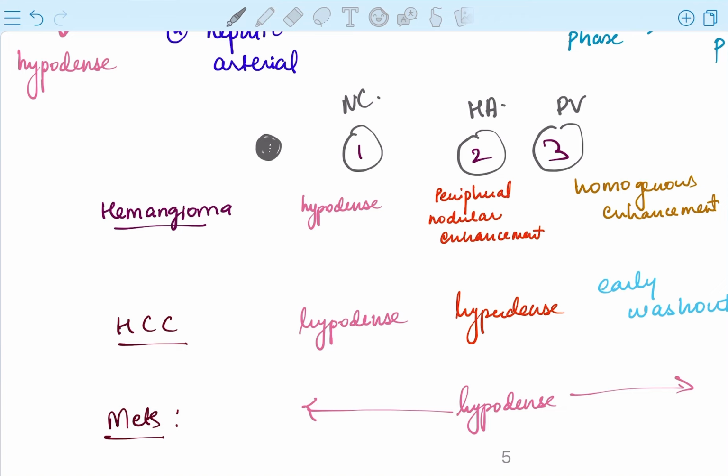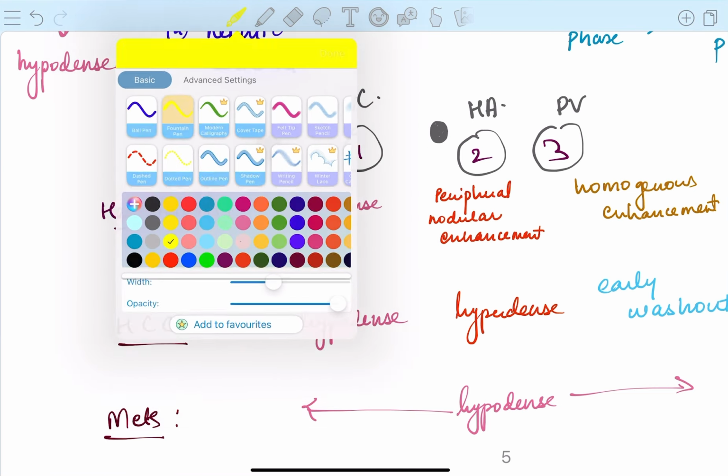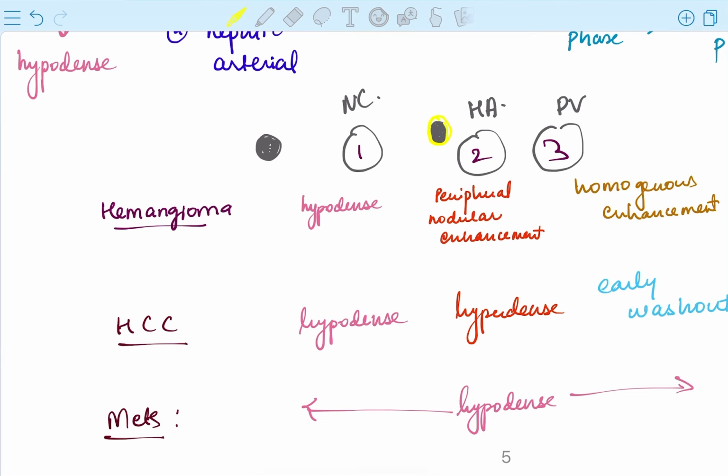In the second phase, that is the hepatic arterial phase, there will be a peripheral nodular enhancement. Okay, so you can see there can be a peripheral nodular enhancement, and in the portal venous phase, there will be a homogeneous enhancement.